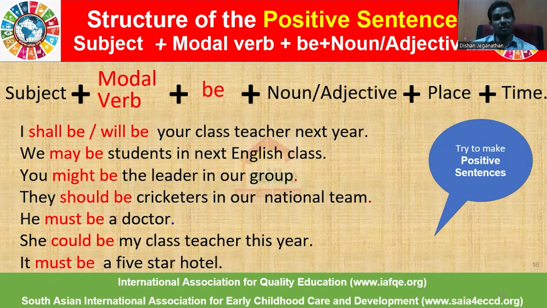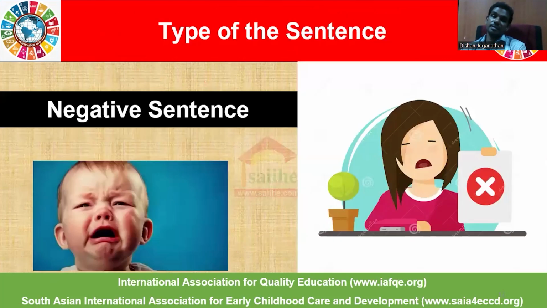You might be the leader in our group. They should be cricketers in our national team. He must be a doctor. She could be my class teacher this year. It must be a 5-star hotel. So here you could see the subject, modal verb plus be, and noun with the rest of the parts of the sentence.